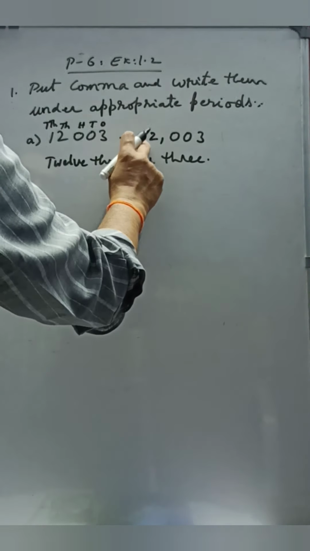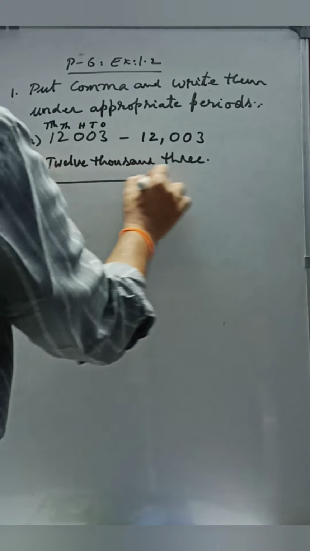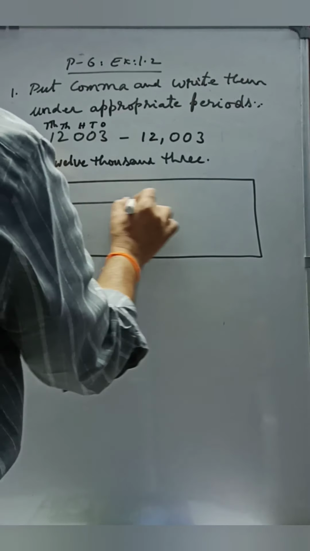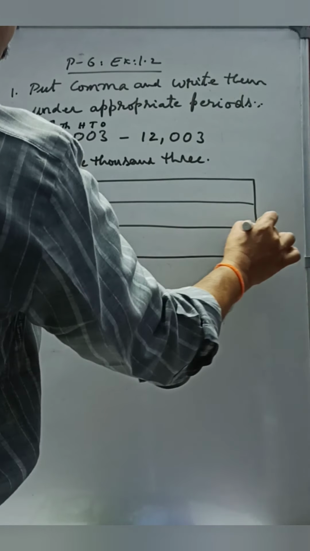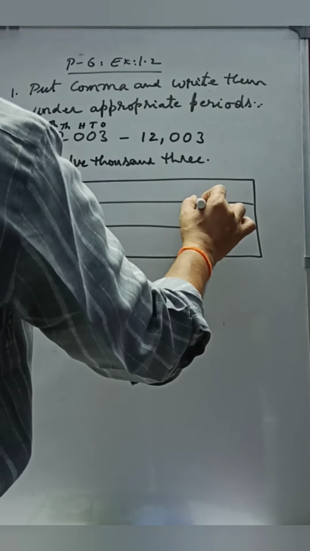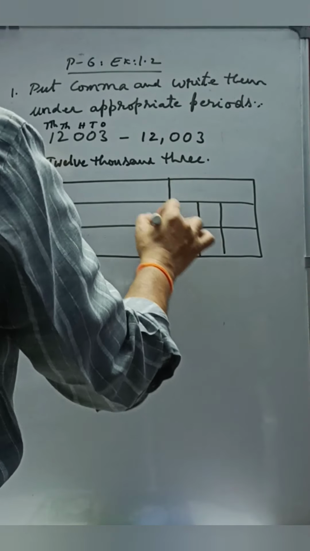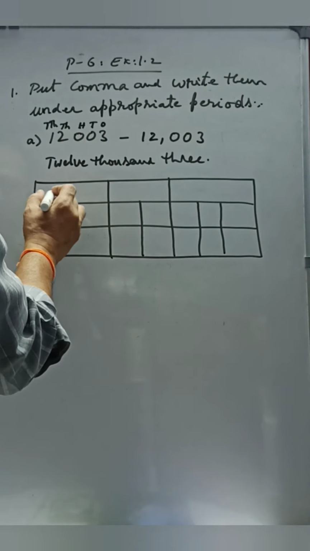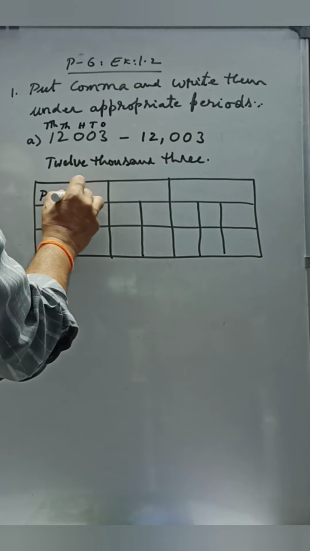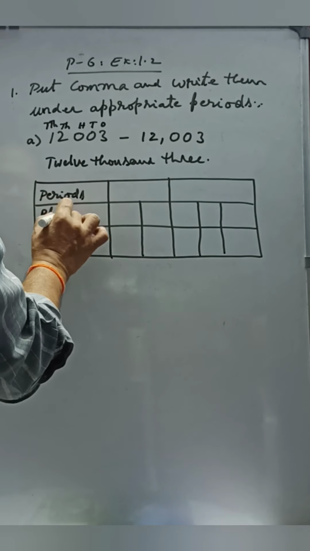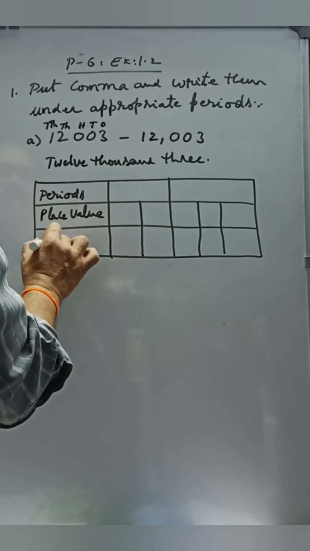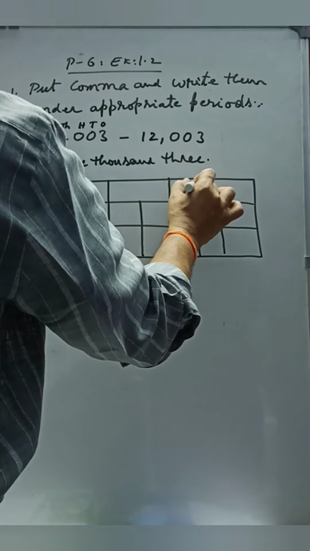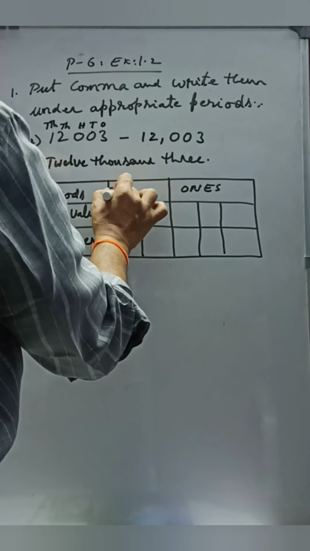And we will draw the place value chart for this. Divide it into 3 parts. First one is ones place, tens place, hundreds place. This is 1000 place, 10,000 place. Here you write periods. This is place value, and here we will write the number. This is called ones period. This is called thousands period.